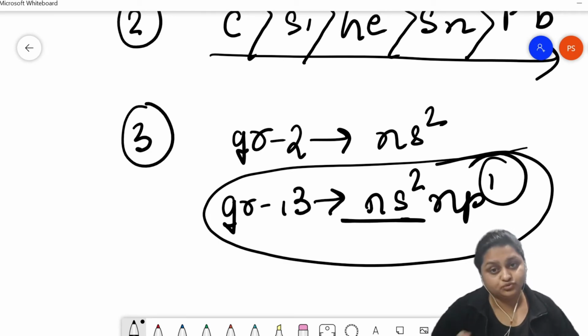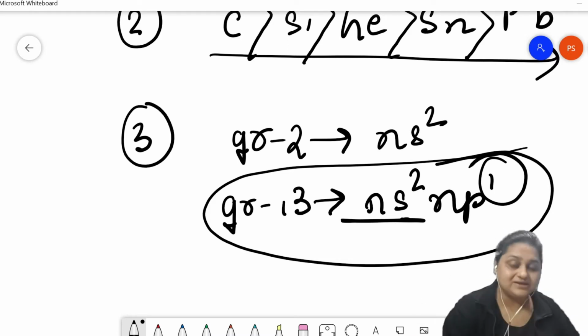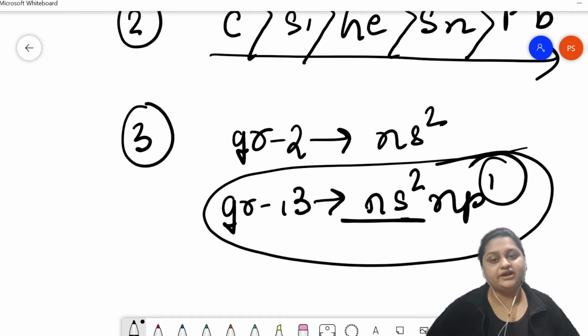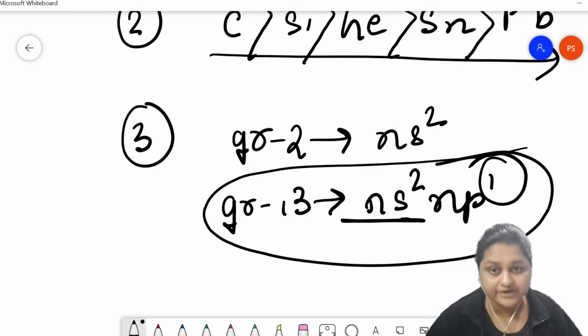whereas it was supposed to be higher, because in the same period group 13 elements reside on the right-hand side of the group 2 elements, and according to periodicity we know that the elements towards the right-hand side of the periodic table have higher ionization enthalpy. That is not the case for group 13 and group 2.